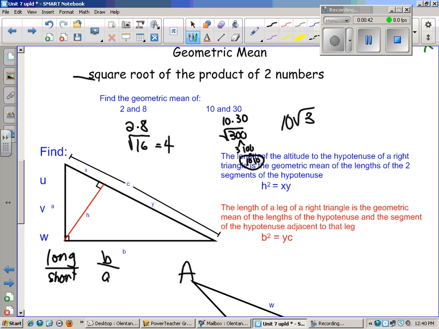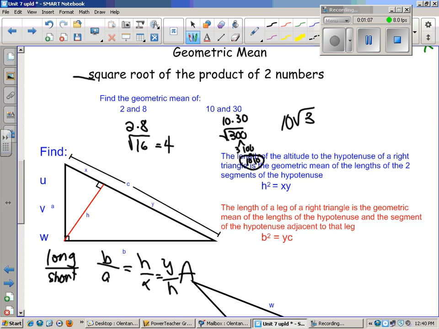Okay? So in the other two triangles, the long leg of the small triangle would be what? H, and the short one would be X. And in the medium triangle, the long leg would be Y, and the short leg would be H.